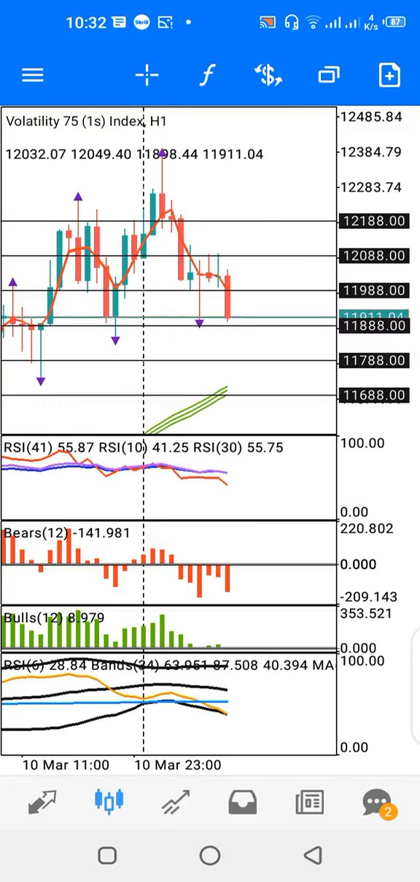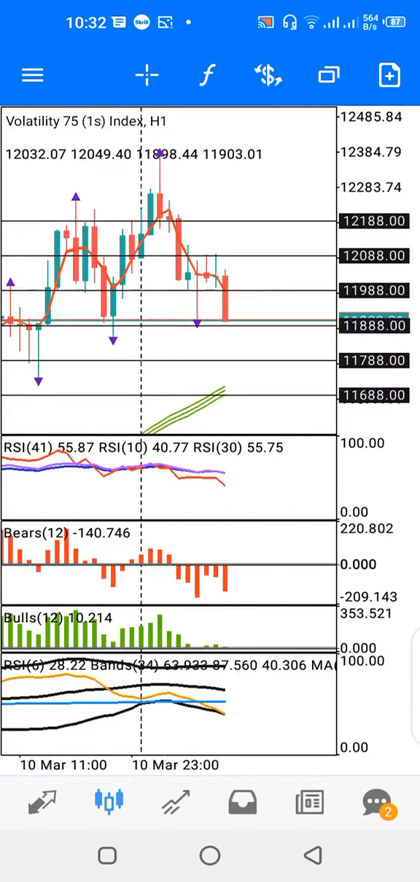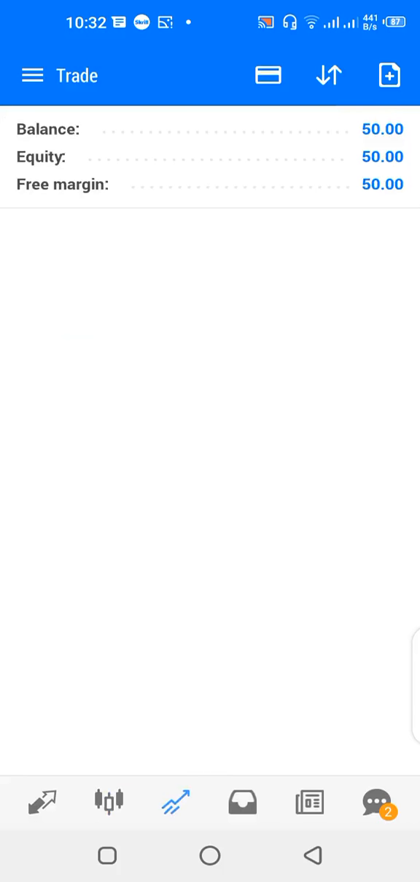Now, V75 requires a higher amount of funds for you to trade it than V75 1S. V75 1S does not really need much money, trading capital, for you to trade it. So I'm going to show you how you can use the ultra evasive grail hedge strategy to trade V75 1S using a $50 account.